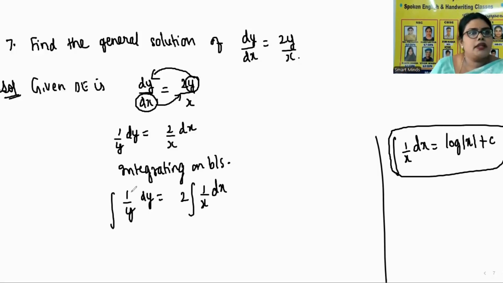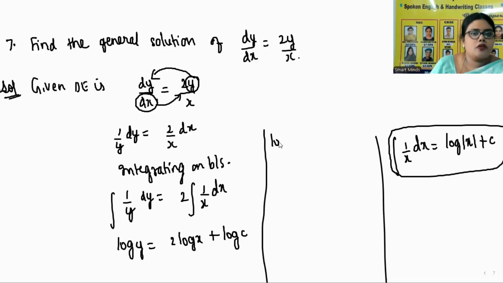Okay. So integral 1 by y dy is log y. Integral 1 by x dx is log x, plus c we will get. Instead of writing plus c, I will write log c. Okay. So log y. Now from logarithms we know that m log a can be written as log a power m. So this 2 log x can be written as log x square. This number will go and add to the power, plus log c.